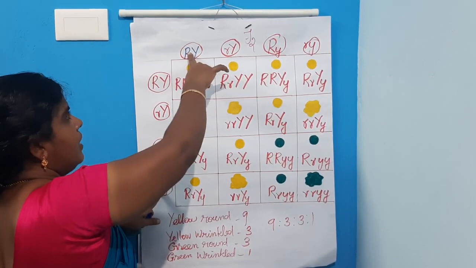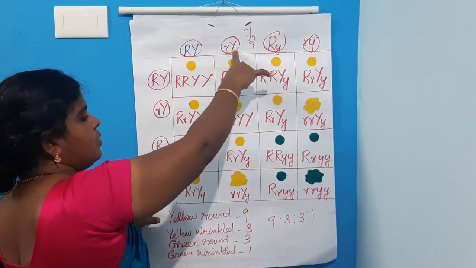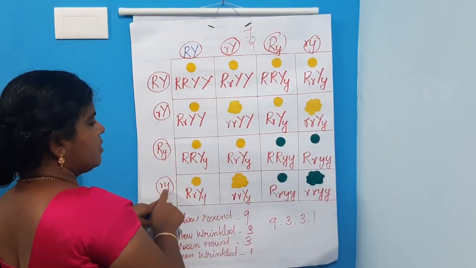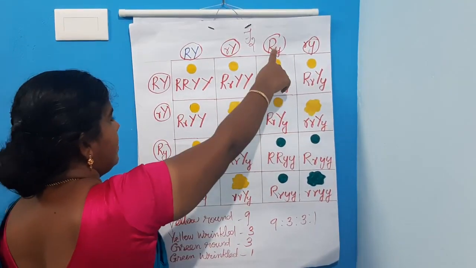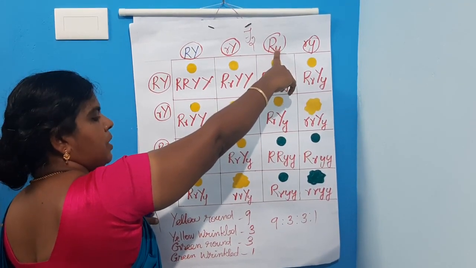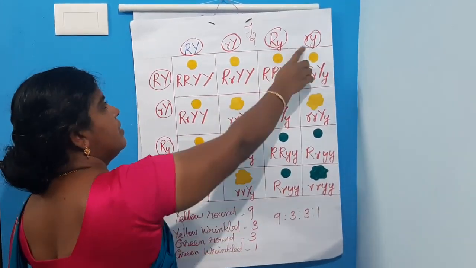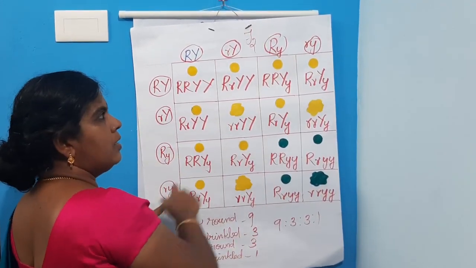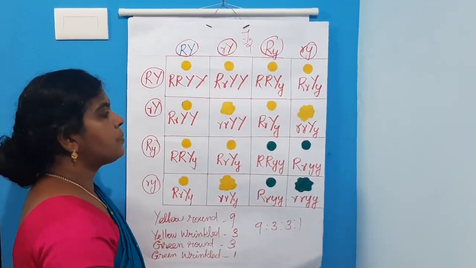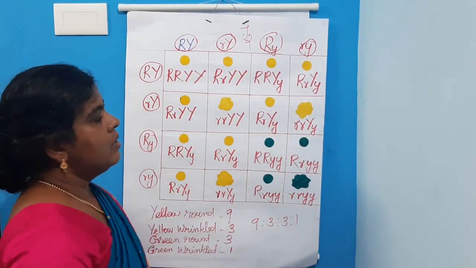Capital R, capital Y, small y. Then small r, capital Y, small y. Here, capital R, small y, small y. Write down here the last hybrid, this one, small r, small y, small y. So you have to write down the hybrids here.